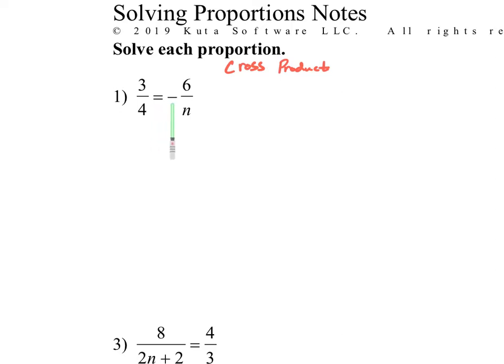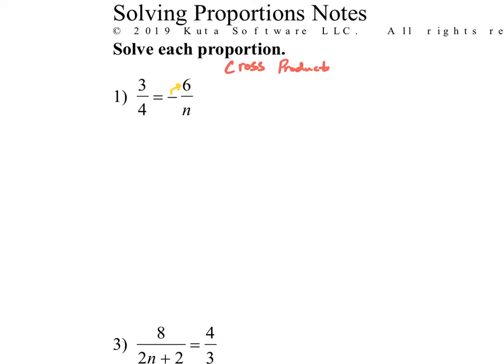Now, the first example does give us something nice here. The first thing I want you to see is you've got a negative sign out in front. Here's what you always need to do: you need to declare where the negative sign is going. Typically I just always send my negative sign to the top. So really how this problem is read is 3 over 4 is equal to negative 6 over n. That's how I like to see it.